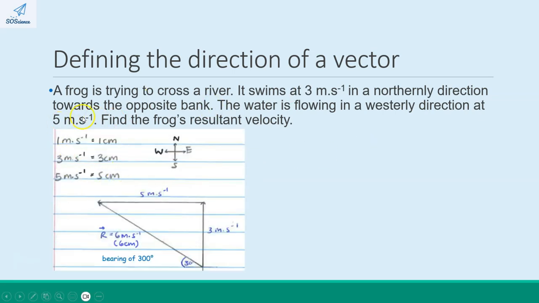So I start off with my scale, where I've decided that 1 meter per second will be represented by 1 centimeter. Therefore, 3 meters per second will be represented by a 3 centimeter line, and 5 meters per second will be represented by a 5 centimeter line. I picked my first vector as the northerly vector. That's 3 meters per second to the north. So this is going to be a 3 centimeter line with an arrowhead pointing to the north.